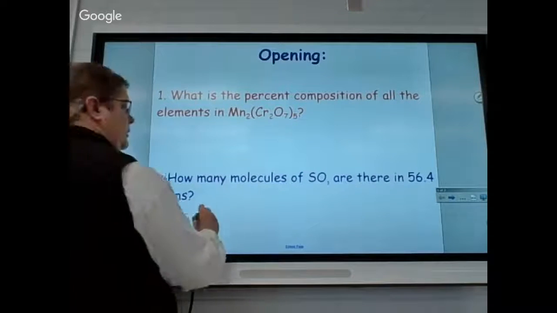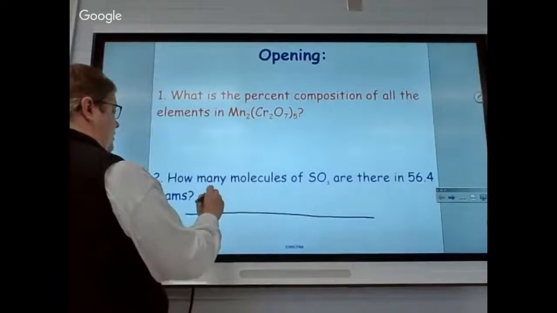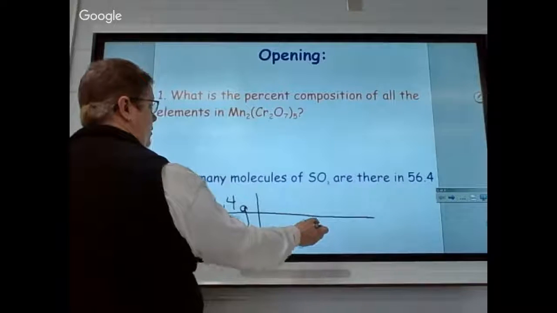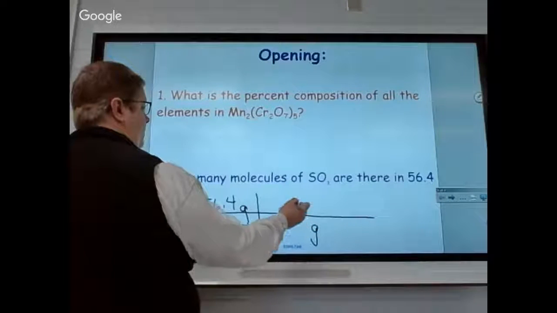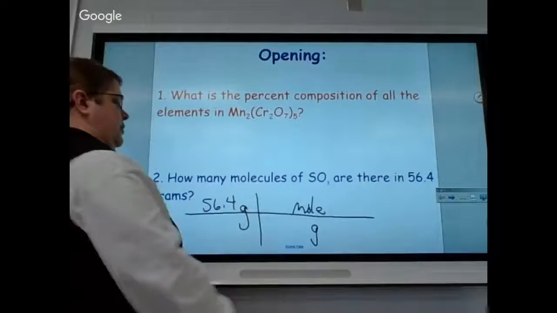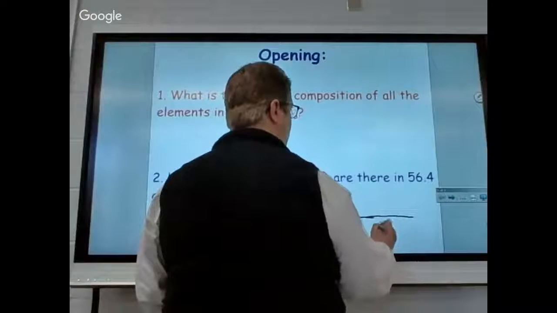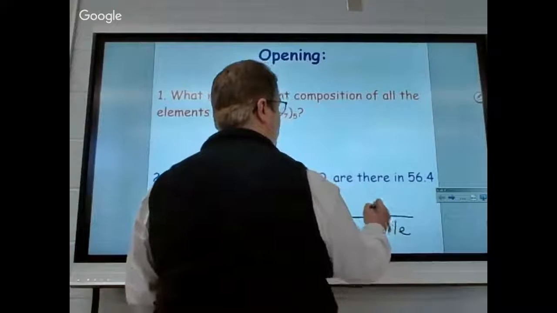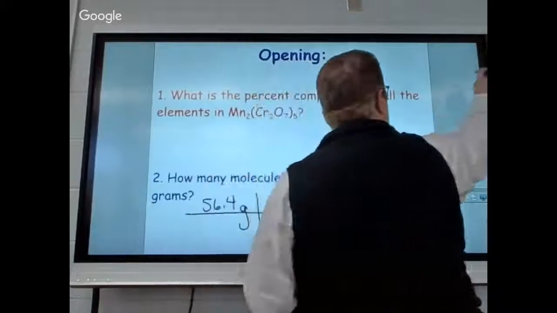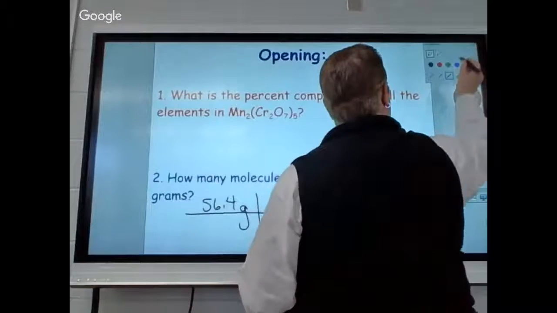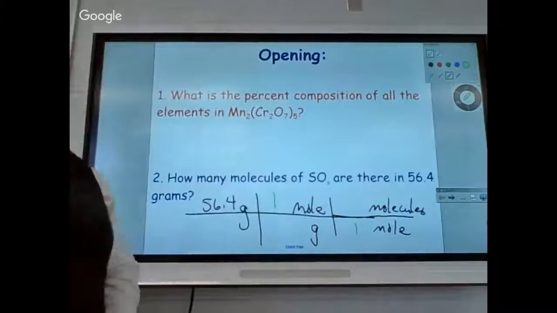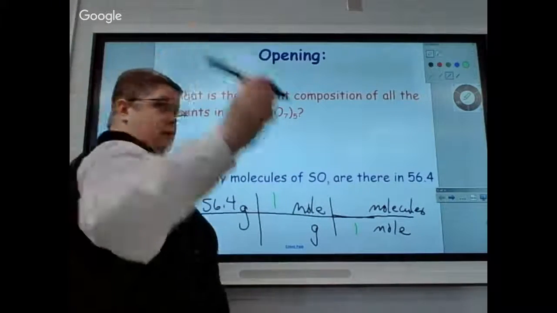Make a T-chart. All right, so 56.4 grams. What goes down here? What goes on top? All right, if I want moles, I'm done. Did I ask for moles? Nope. So on the bottom, I'm going to put what? And on the top, I'm going to put molecules. So on the bottom, we're going to put what beside moles? And molecules, I heard somebody say it's the same as what? Atoms.